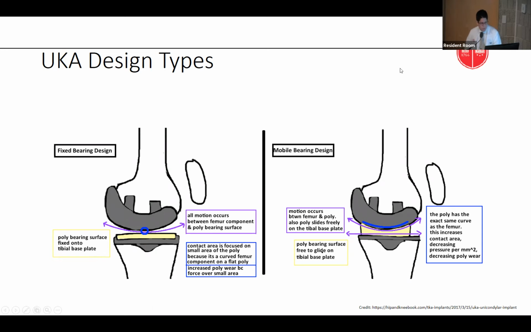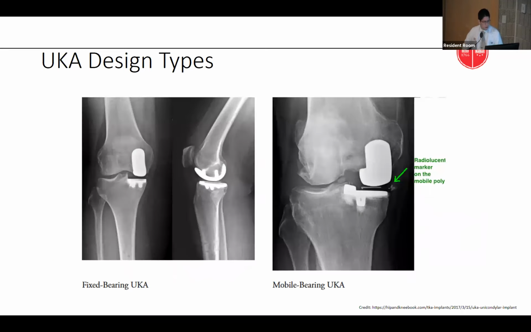Compare that with the mobile bearing design, which instead is a wedge-shaped poly surface that is concentric with the distal femur component, and it's free to glide along the tibial base plate. So you'd be able to increase the surface area over which the pressure is being distributed. So it's lower pressure for the surface area. And so these are just x-rays for these two different types of implants. On the left is a fixed bearing one, and on the right is the one with the mobile bearing. You can tell it's the mobile bearing because it has a radiolucent marker on it.